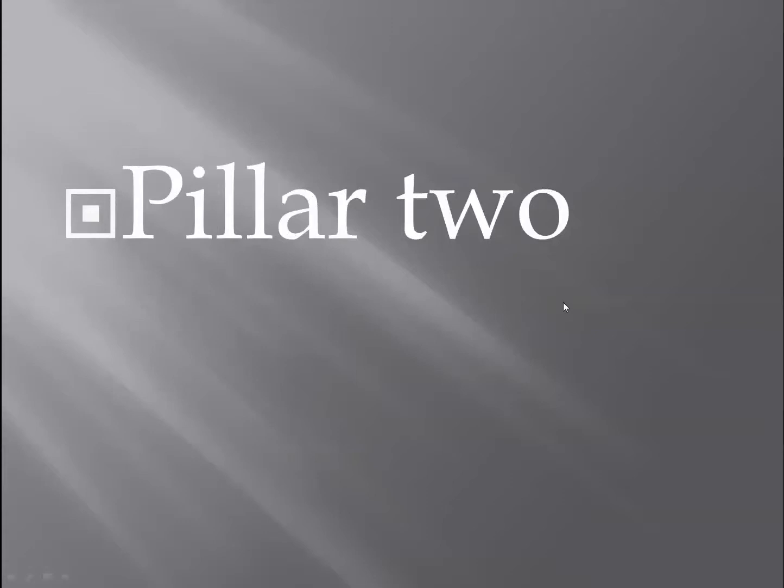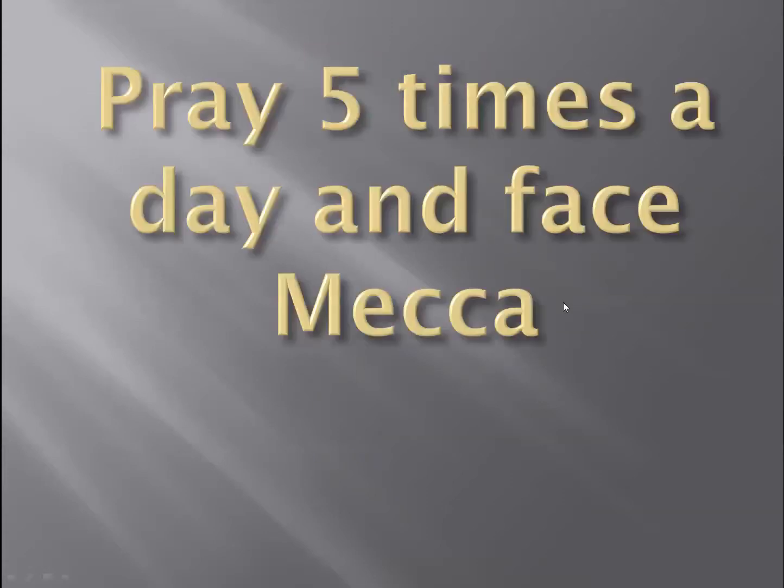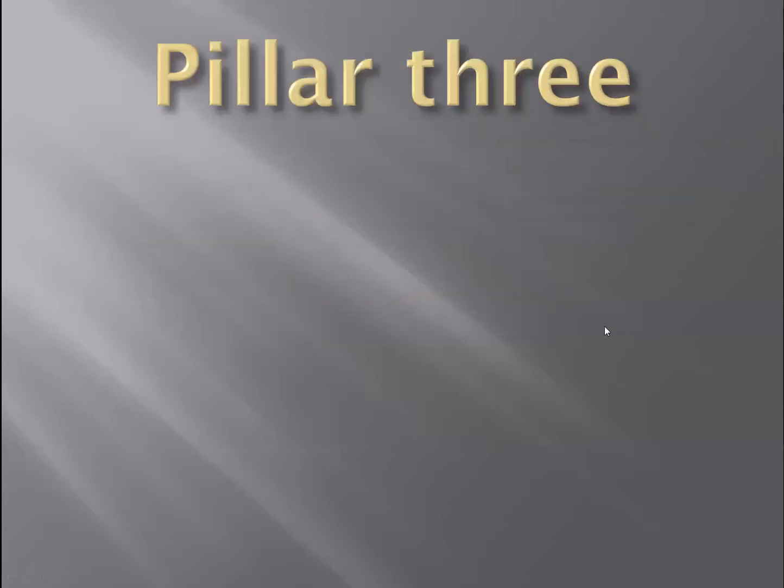Okay, so pillar number 2 is pray or prayer. And Muslims are supposed to pray 5 times a day, and when they pray, they face the city of Mecca. More specifically, they face the Kaaba, which is that shrine we discussed, built by Abraham and his son, that is located in Mecca. Okay, so they must do this 5 times a day.